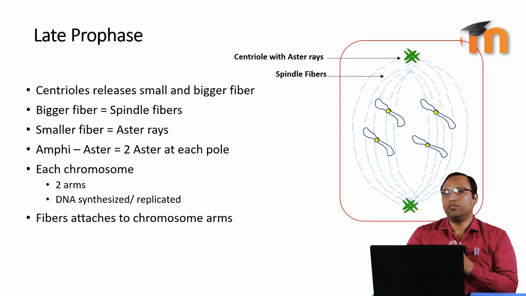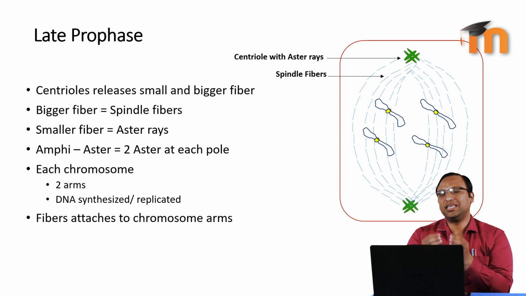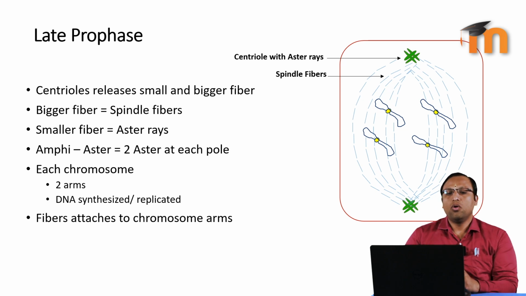Each chromosome has two arms, and the DNA is already synthesized or replicated. It is ready now. The fibers which are released from the asters and the bigger fibers are going to attach to the chromosome arms. Once this process is completed, they enter the next phase, that is metaphase.